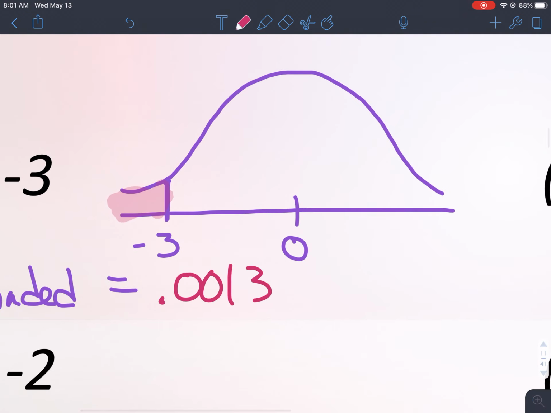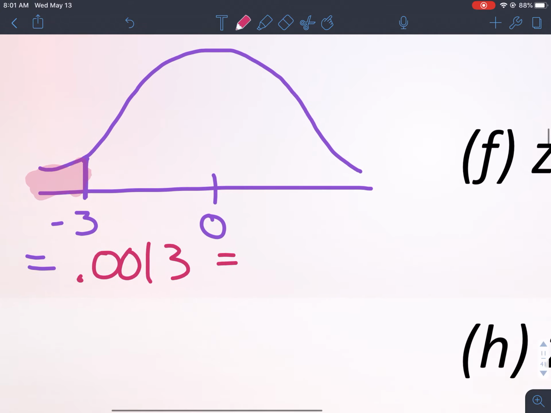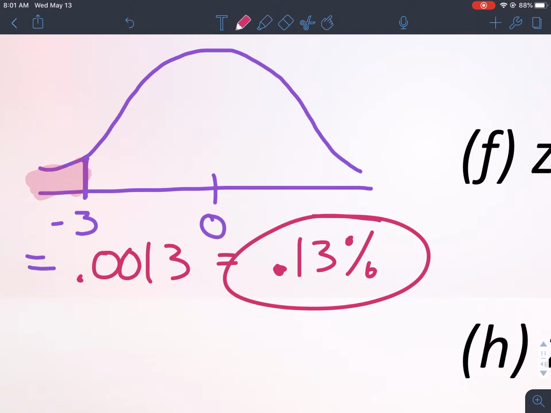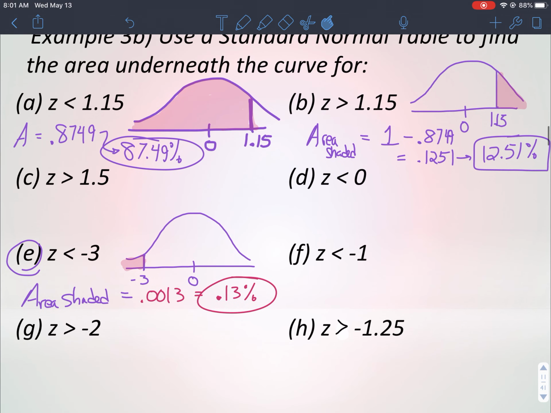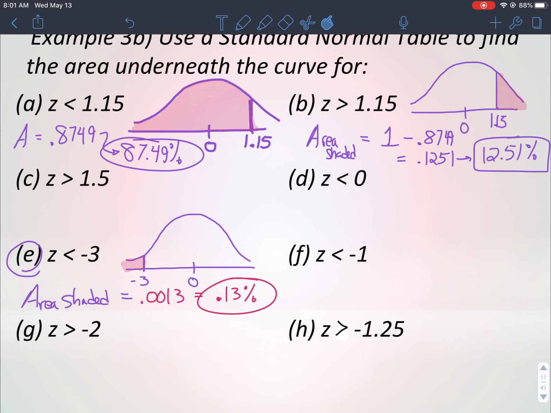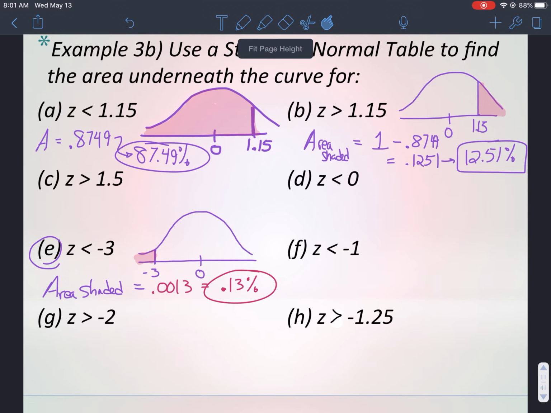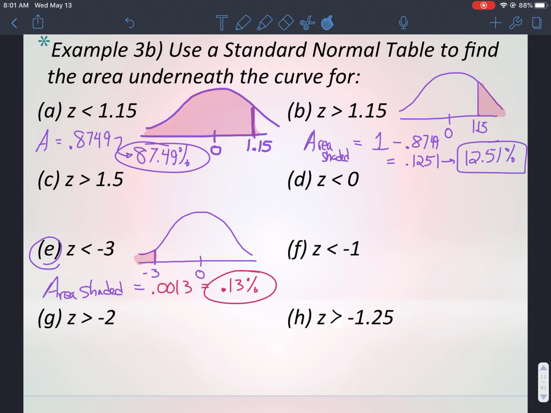As a percentage, that would be very small. Move the decimal place over twice. 0.13%. In other words, somebody who is 3 standard deviations away from the mean, it's a very unusual data point for a test score or, say, height, something like that.